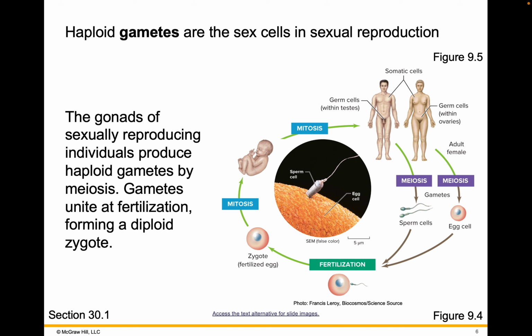Haploid gametes are the sex cells involved in sexual reproduction. The gonads of sexually reproducing individuals produce haploid gametes by meiosis. In the case of humans, sperm and eggs. Gametes unite at fertilization, forming a diploid zygote.